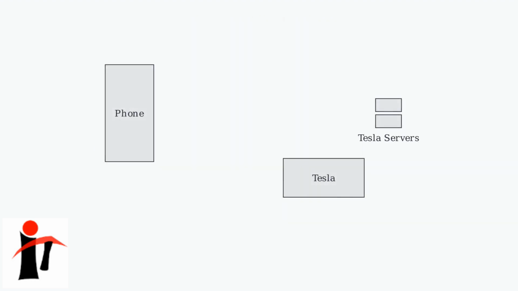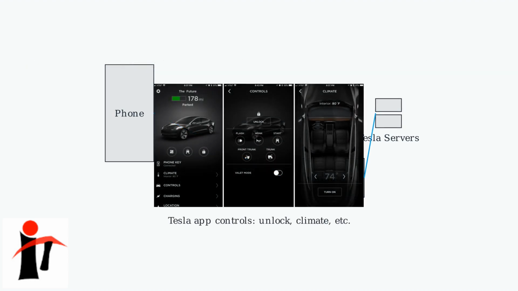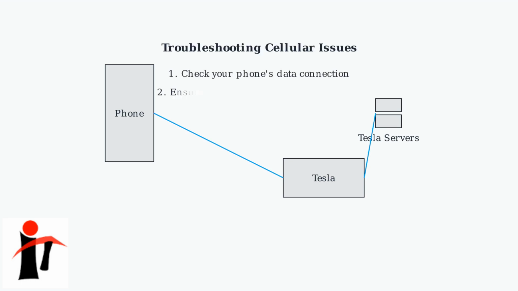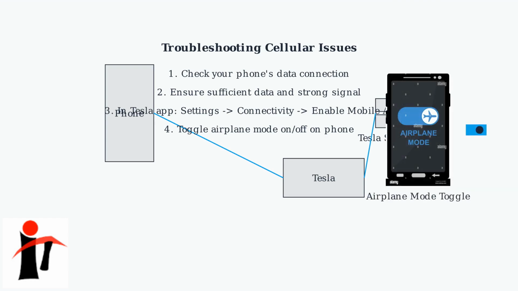The Tesla app uses cellular data for remote features like unlocking doors and adjusting climate control. It leverages Tesla's global network of servers for these features. If you're experiencing cellular connection problems, first check your phone's data connection. Ensure you have sufficient data and a strong signal. In the Tesla app, verify that mobile access is enabled under Settings, Connectivity. Try toggling airplane mode on and off on your phone.